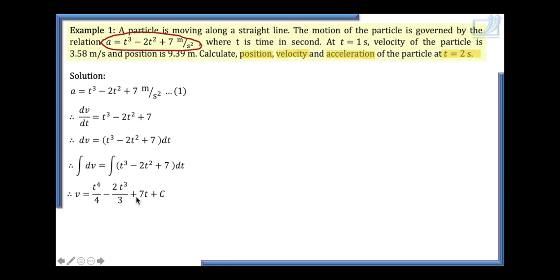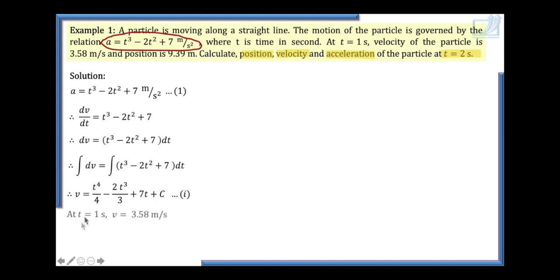This is not the velocity time relation yet. In the sense, by putting t equal to 2 seconds, here you will not get velocity because you don't know c yet. So this constant of integration is to be evaluated. And for that purpose, there is necessary information in the problem. It's given that at t equal to 1 second, the velocity of the particle is 3.58 meters per second.